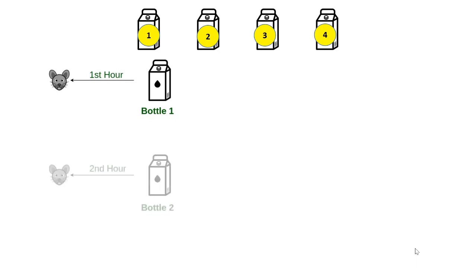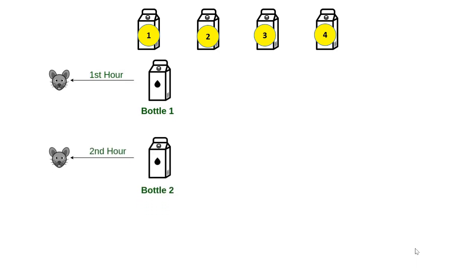And then at the start of the second hour, feed the second one, and similarly at the start of the third hour, feed the third bottle. Remember, there is no need to feed the fourth bottle at the start of the fourth hour because if the rat does not die after feeding 3 bottles, obviously the poison bottle will be 4.